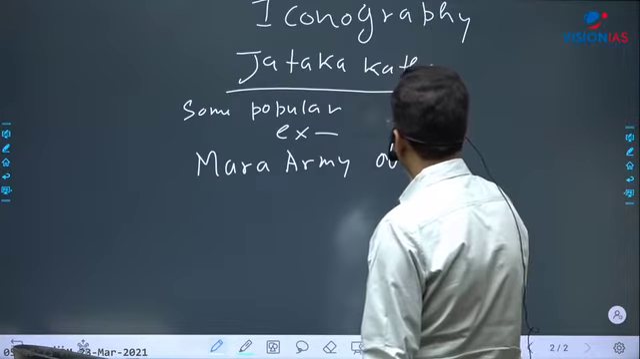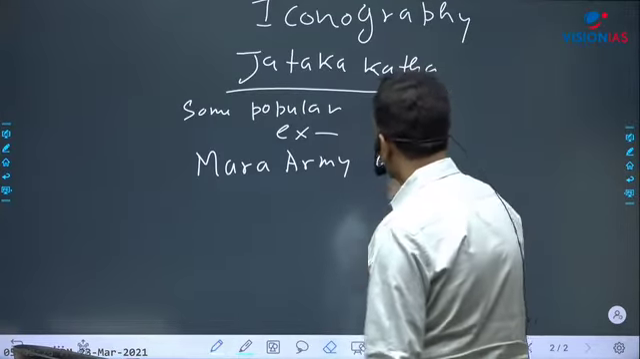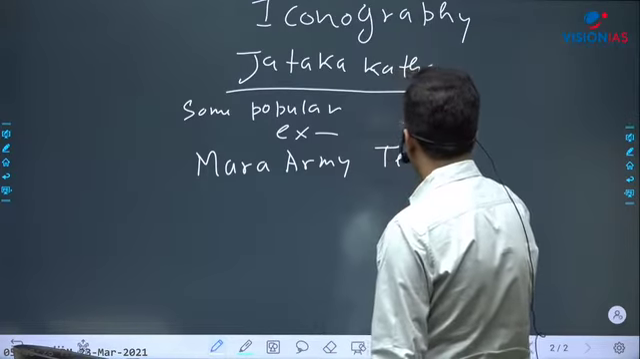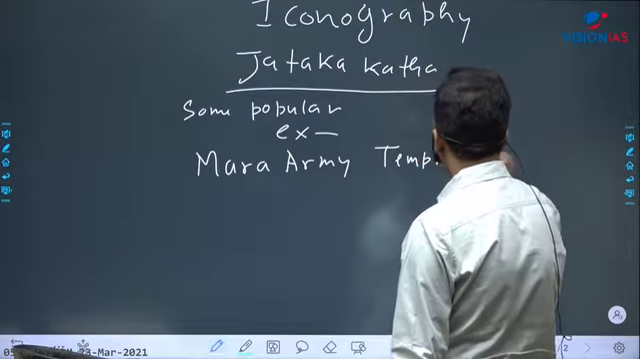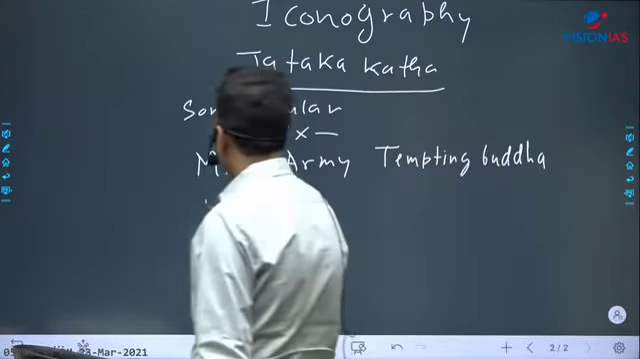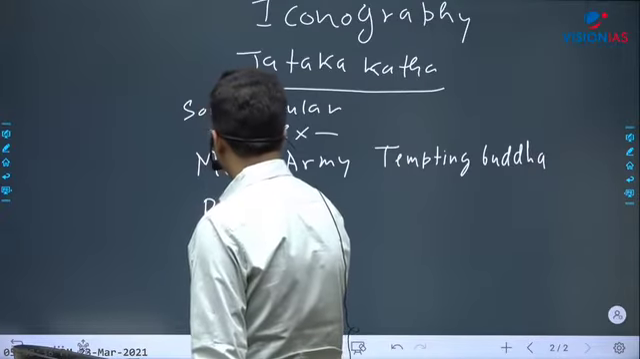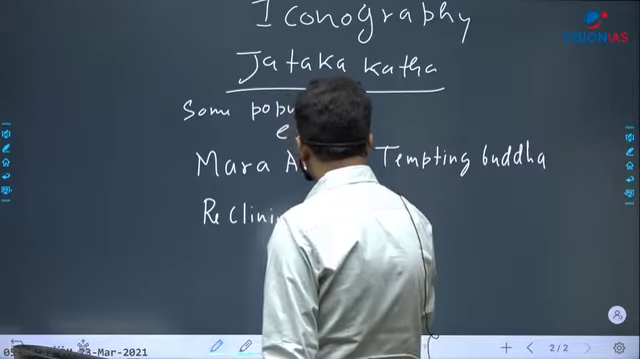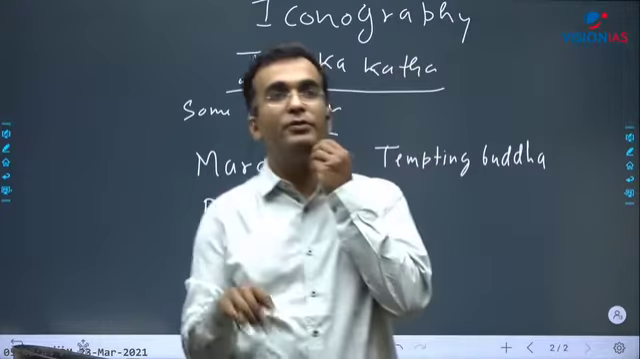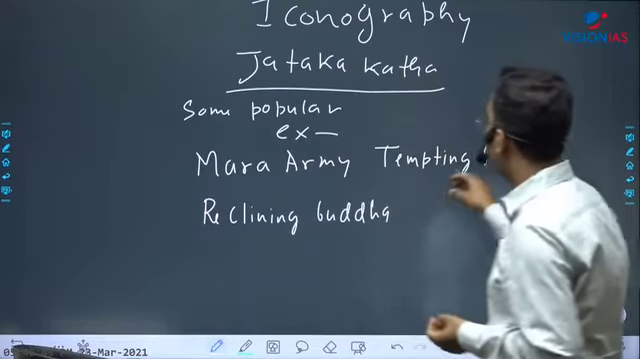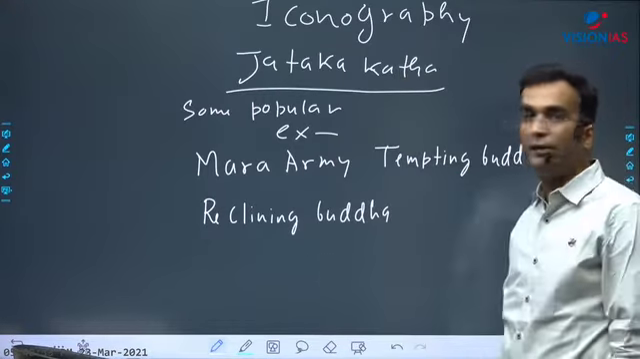So Mara army tempting Buddha. And second example, you write reclining Buddha. So Mara army tempting Buddha, and second example reclining Buddha.